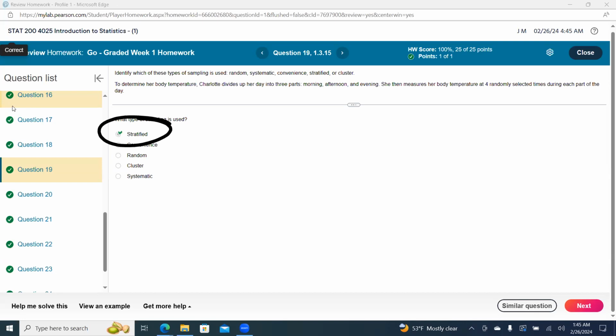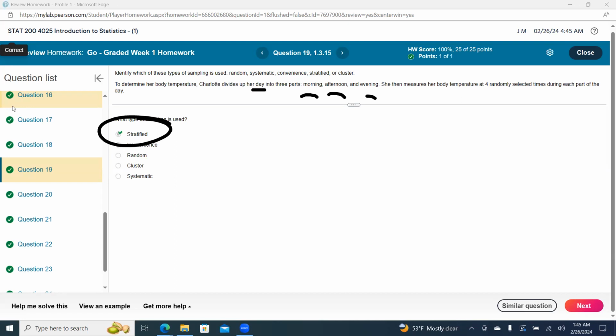To determine her body temperature, Charlotte divides up her day into 3 parts. So it is by category: morning, afternoon, evening. Then she measures her body temperature at 4 randomly selected times. Wait, I'm a little bit scared here. To determine her body temperature, Charlotte divides her day into 3 parts. Yeah, morning, afternoon, and evening.